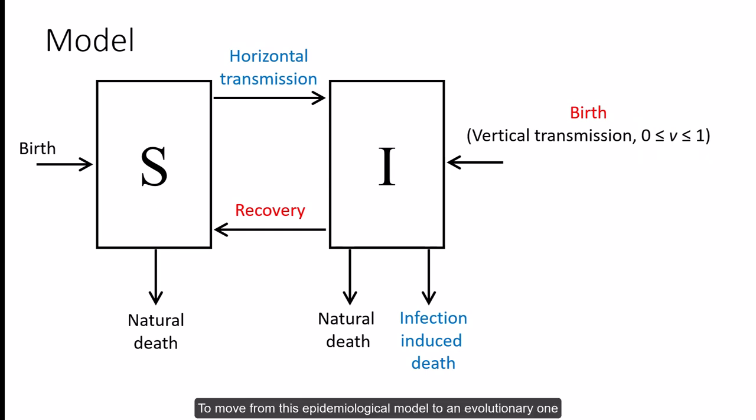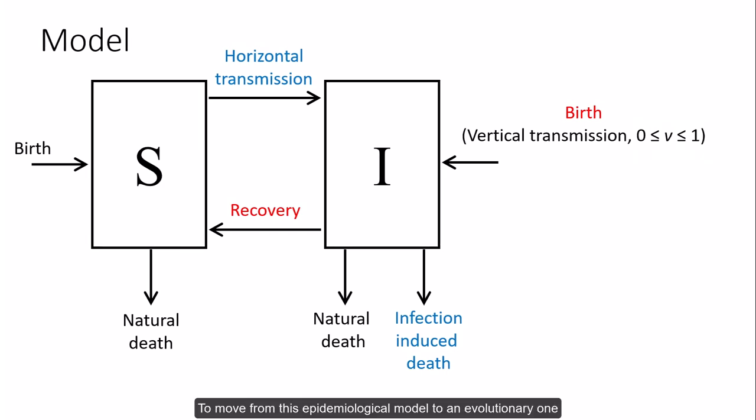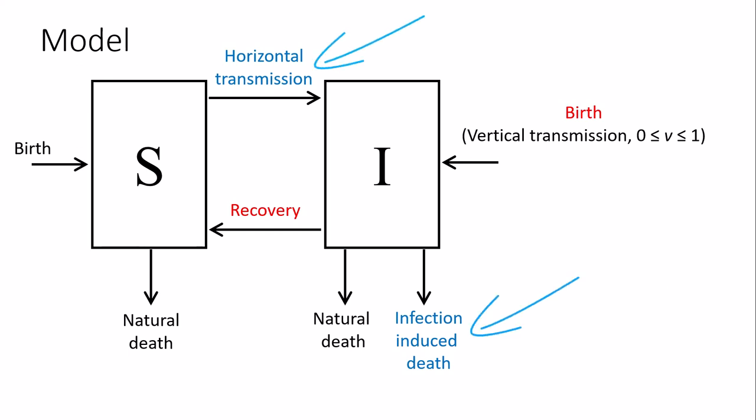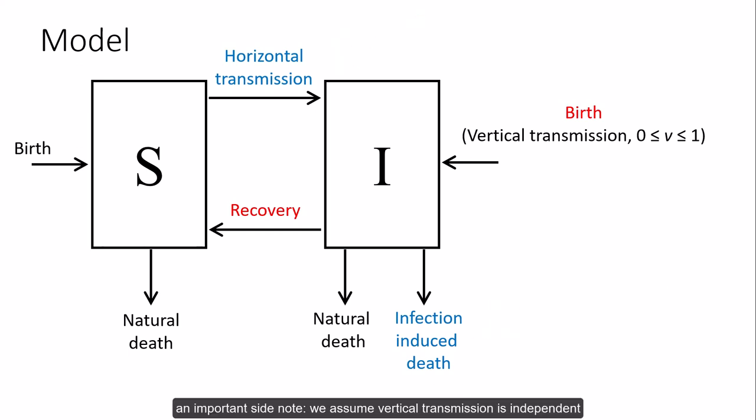To move from this epidemiological model to an evolutionary one, we introduce trade-offs. For the pathogen, the cost of increasing its horizontal transmission rate is an increase in the infection-induced death rate it imposes on its host. To emphasize this, I've colored both rates in blue. An important side note, we assume vertical transmission is independent of the infection-induced death rate.